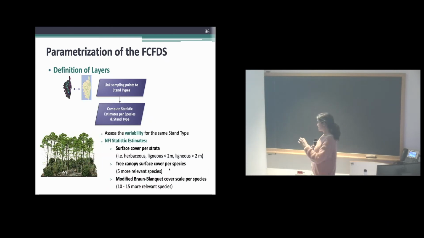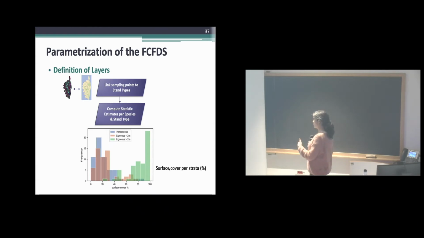Then, for each stand type and the corresponding points, we wanted to assess the variability within the same type of forest, a closed forest of a certain Pinus species, to be sure that we can give a mean value. So we computed the statistical estimates for the surface cover per stratum as given in the forest inventory, also for the tree canopy, and the modified Braun-Blanquet cover scale, which is a scale from 1 to 5 that gives us information on the cover of all the floristic species.